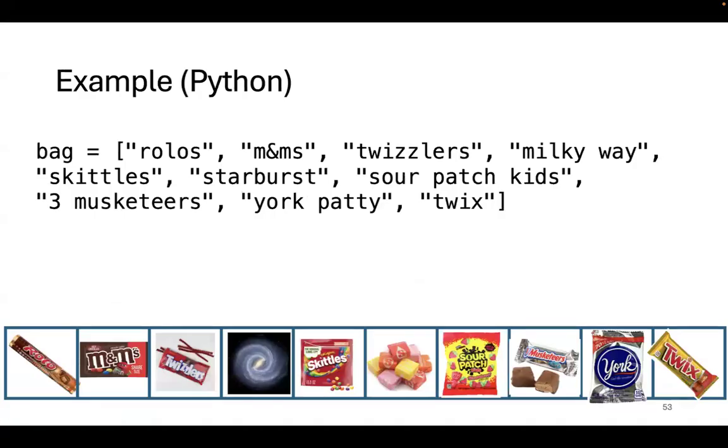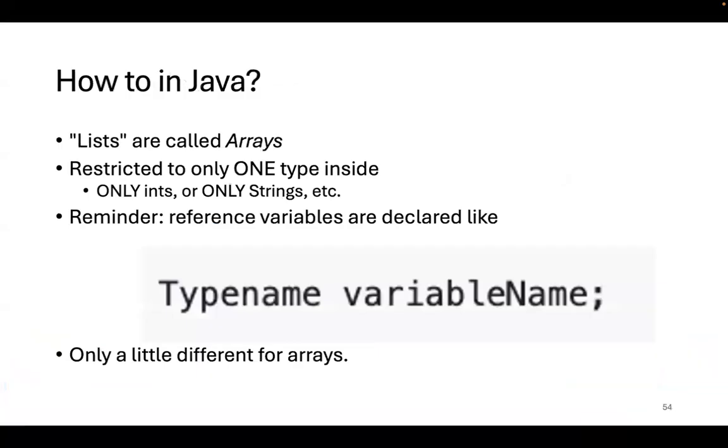So here's an example where, let's say we've got a bunch of candy: Rolos, M&Ms, Twizzlers, Milky Way, Skittles, and so on. And so this is our bag of candy, where really it's like we've got a long cardboard box and we have different spots. And so we put the candy in the box. So that's kind of what we want in Java.